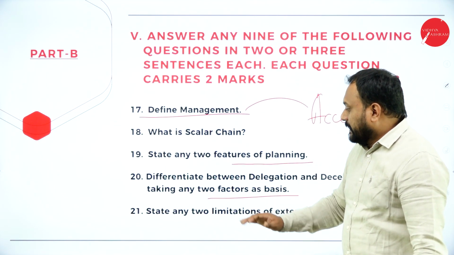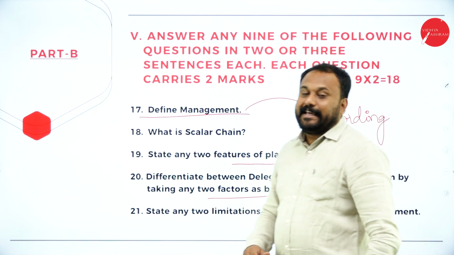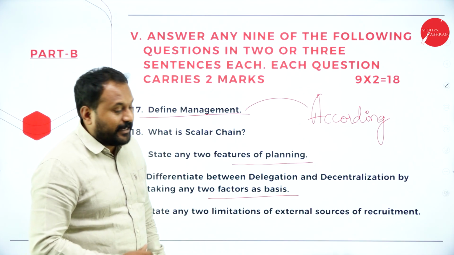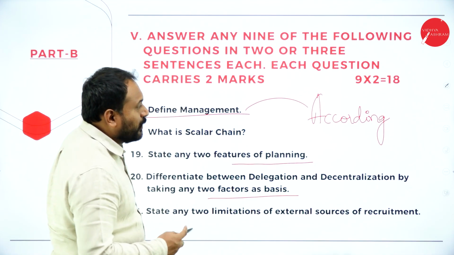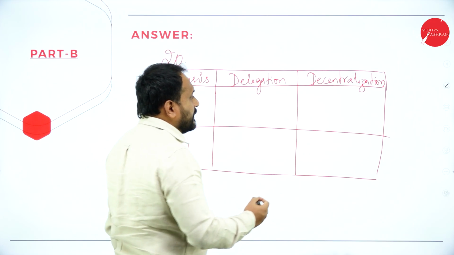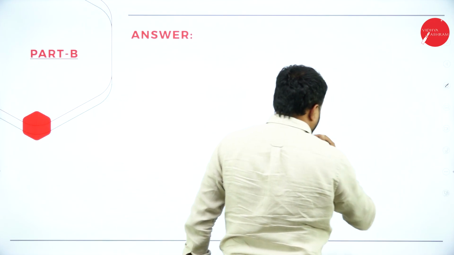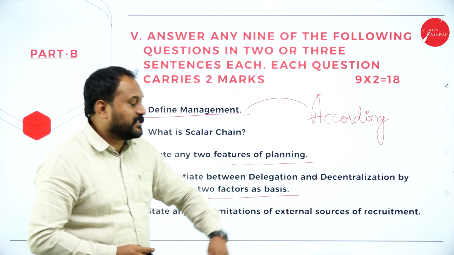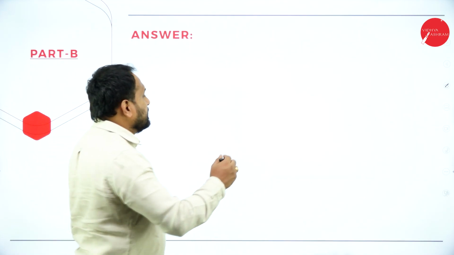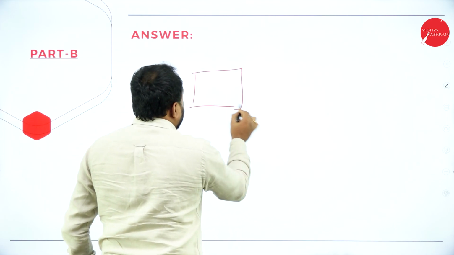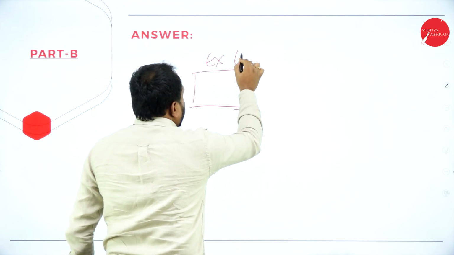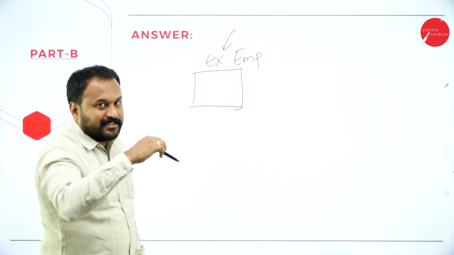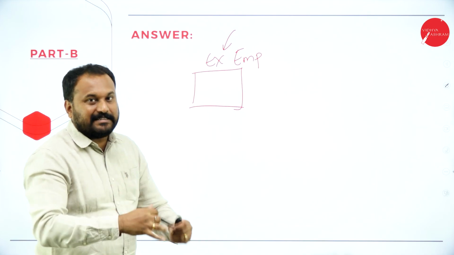The next question is, state any two limitations of external source of recruitment. I'll again help you out with what exactly and how exactly you need to write it. I'll just delete this. Okay. Now, state any two limitations of external source of recruitment. Please understand, we have existing employees. Don't consider ex-employees. It is called existing employee, the present employees.